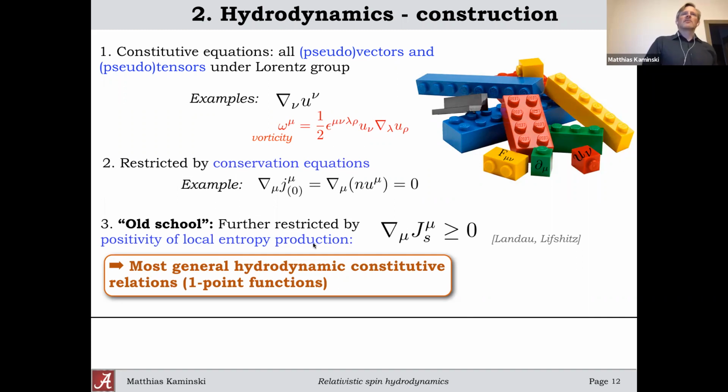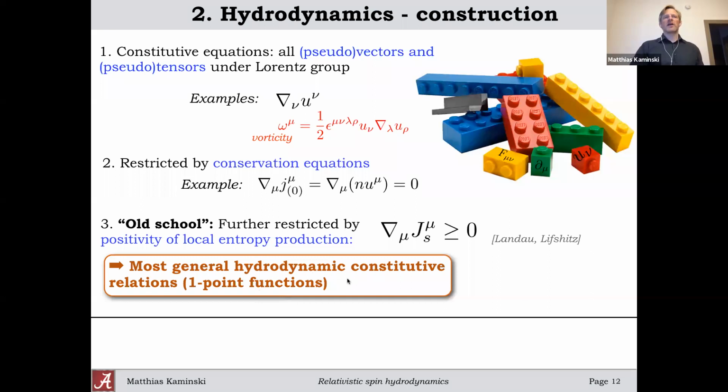And then the other big thing is that we use the argument of local entropy production, the positivity of local entropy production. So this is the local entropy current. So in each fluid cell, we require this divergence to be larger or equal to 0. And that gives us the most general hydrodynamic constitutive equations, which we might also think of as one-point functions.